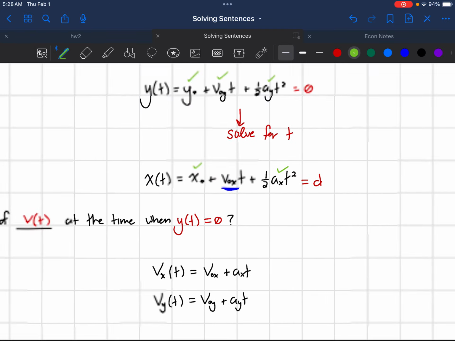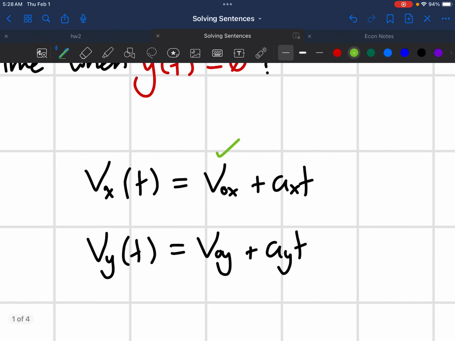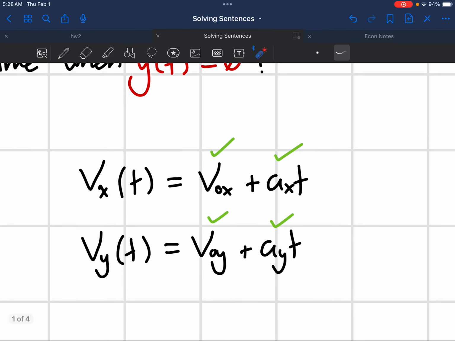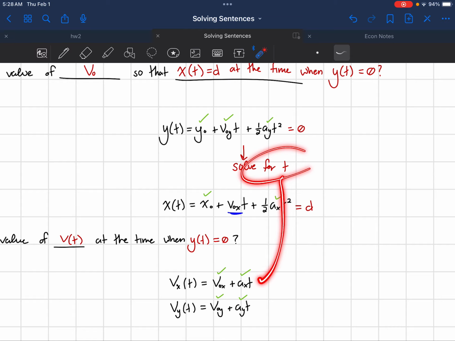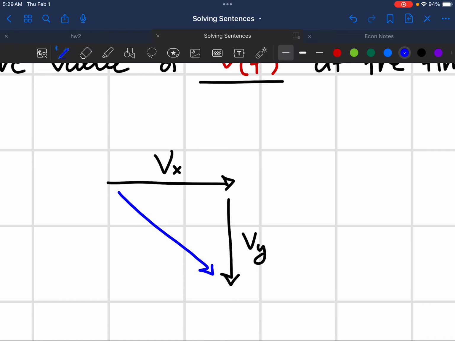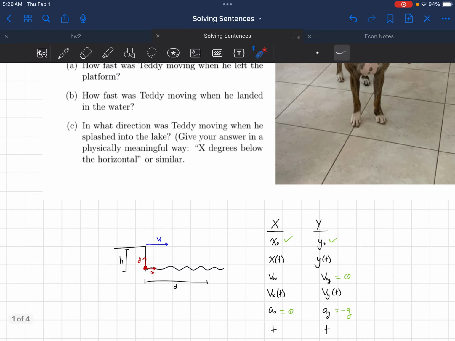Now, because I solved for it up here, I know v naught x, and I obviously still know my ax and my ay, and I know my v naught y. So all I have to do is take that time, plug it in down here, and I can solve for my x and y components. And once I do that, I'll have an x component, vx, I'll have a y component, and I'll add them together to get my resultant velocity vector. Right? And also, it's asking, in what direction is Teddy moving when he splashes into the lake?